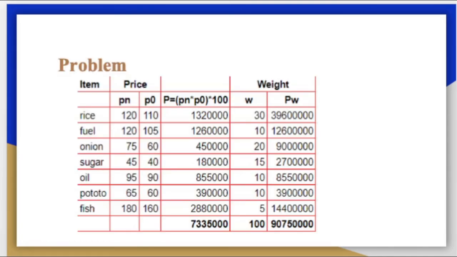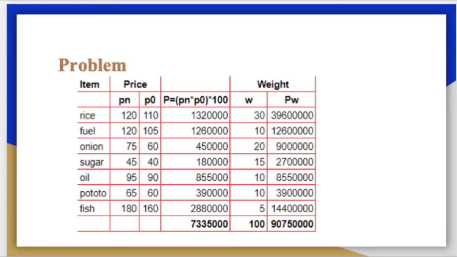Another problem we can see, the items here: rice, fuel, onions, sugar, oil, potato, and fish. These are consumed by human beings. Pn is the price of the current year and P naught the price of the base year. So 120 and 110 for Pn and P naught. Like that for fuel 120 and 105, for onion 75 and 60, sugar 45 and 40, and 95 and 90. For fish you can see 180 rupees and 160.